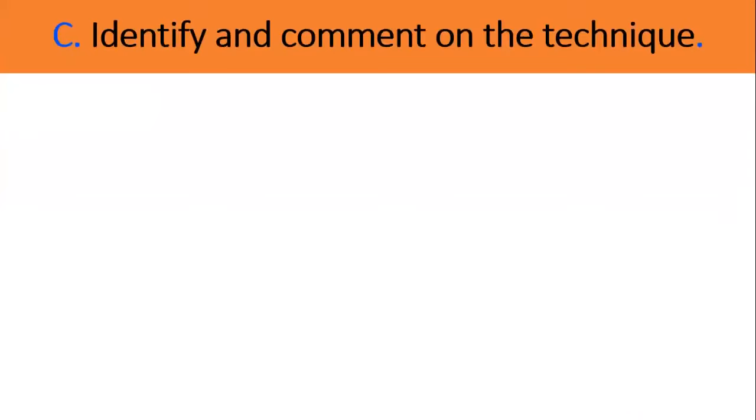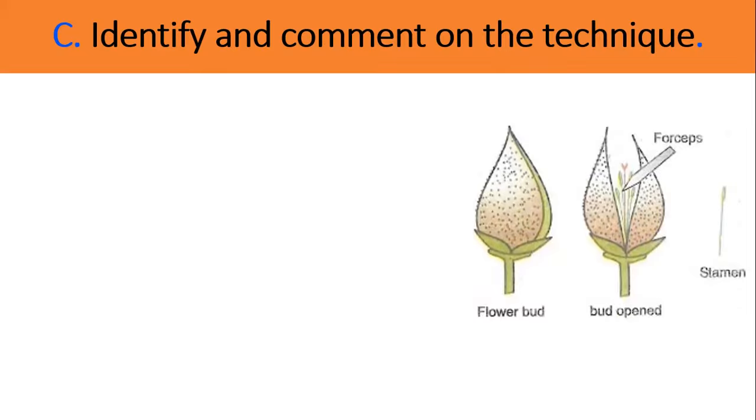Next, spotting C, identify and comment on the technique. It is experiment based and you have to identify. So they might show you diagram like this. What exactly it is showing? So you can see a forceps here, stamen is removed. So it is very clearly indicating it is emasculation. What is emasculation? Removal of anther before anthesis.